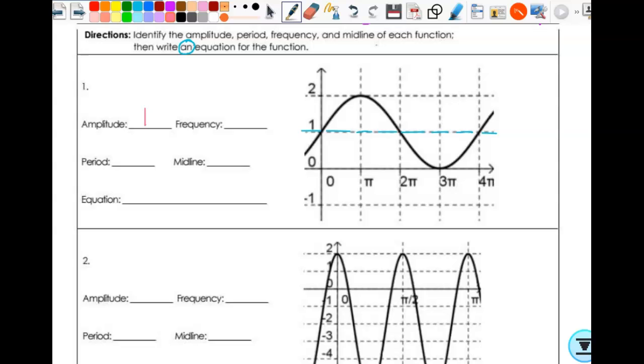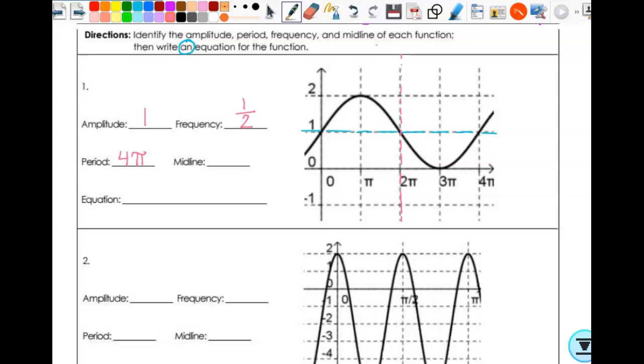Frequency, how many cycles happen in 2 pi units? 0 to 2 pi, half of 1, right? And sometimes we could figure that out because we can see that here. And maybe it's like a third or something and you can't really tell. If we can't tell, that's okay. Maybe I can't fill that in right now. Maybe I could find the period instead. What's the period? 4 pi, okay?